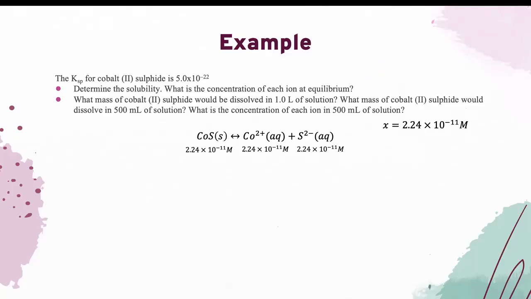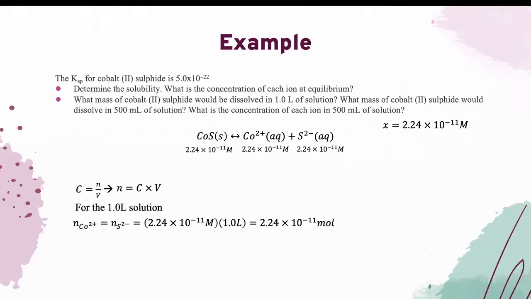So I start by doing our little dissociation equation. Cobalt 2 sulfide dissociates into cobalt 2 plus and S2 minus. Okay, so now that I've done my dissociation equation, I know the concentration of each of the ions in equilibrium, and I want to figure out how much of the salt do I need to put into the 1 liter solution. So we do that by multiplying the 2.24 times 10 to the negative 11th by the 1 liter to get 2.24 times 10 to the negative 11th moles.